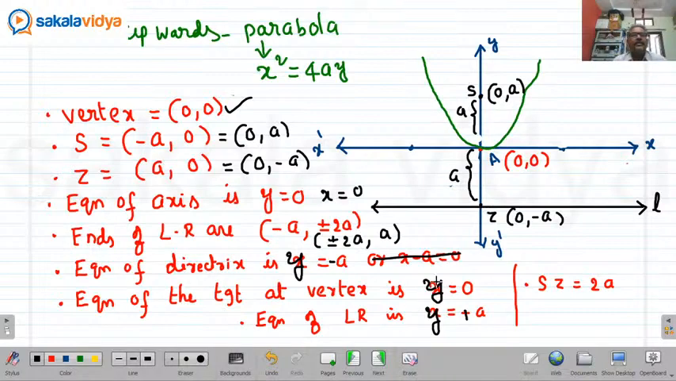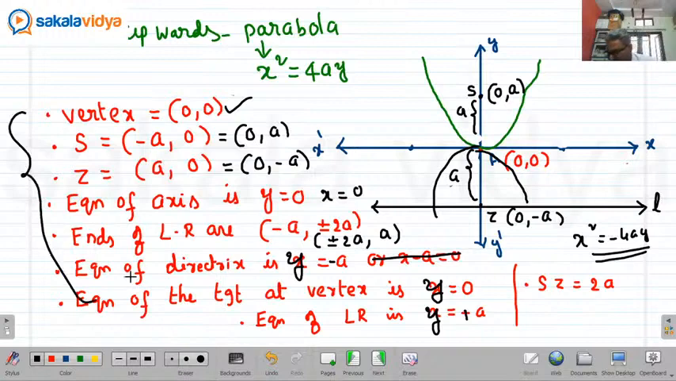Understood now? In a similar manner, downwards also you can try. Downwards will be like this. You will be getting equation x square equals to minus 4ay. For that also you try yourself, write down all these values. Okay, right.